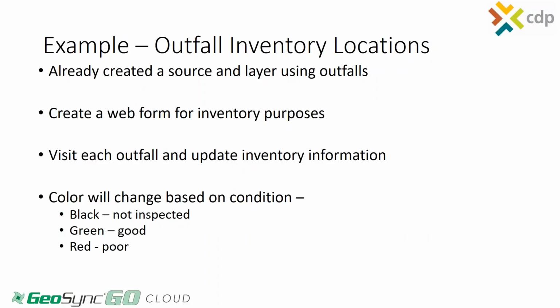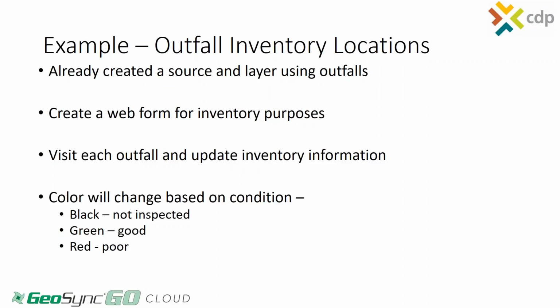on the mobile device. So here's an example that we can look at. This is an outfall inventory, and the idea here is we're going to go visit a set of outfall inventories, and we just want to inventory the location. So we want to capture some basic information about those outfalls.